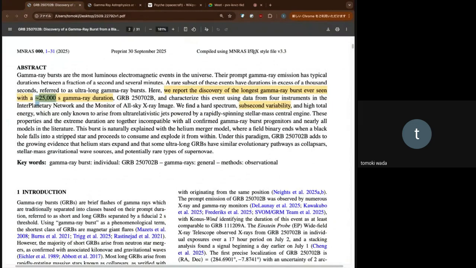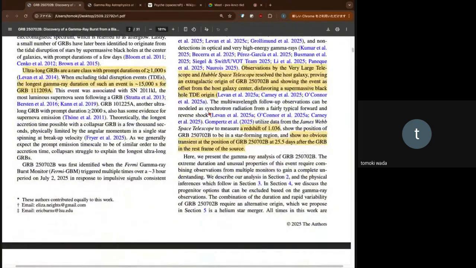In addition to this long duration, they show sub-second variabilities. And it means that the emitter should be some compact object. And these are the two interesting points of this GRB.